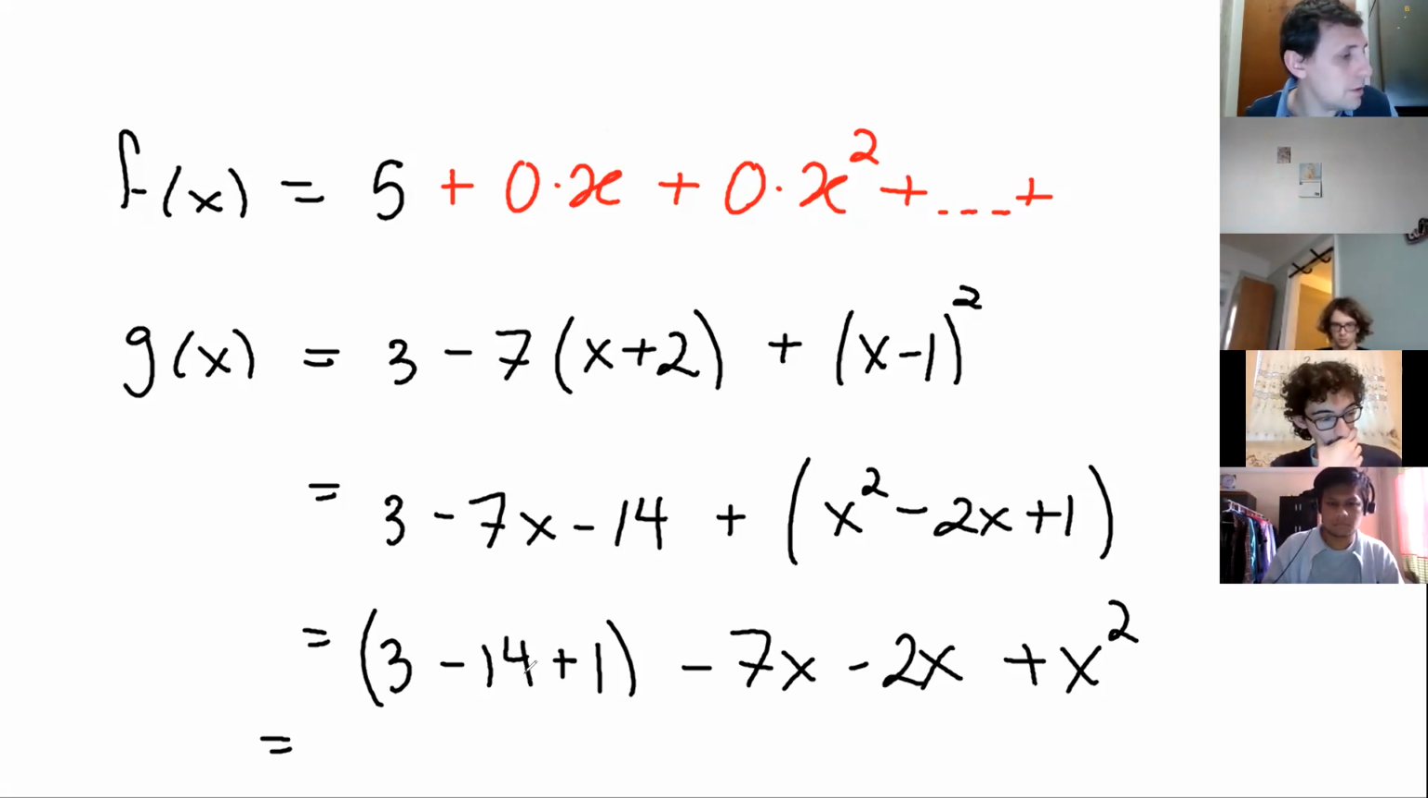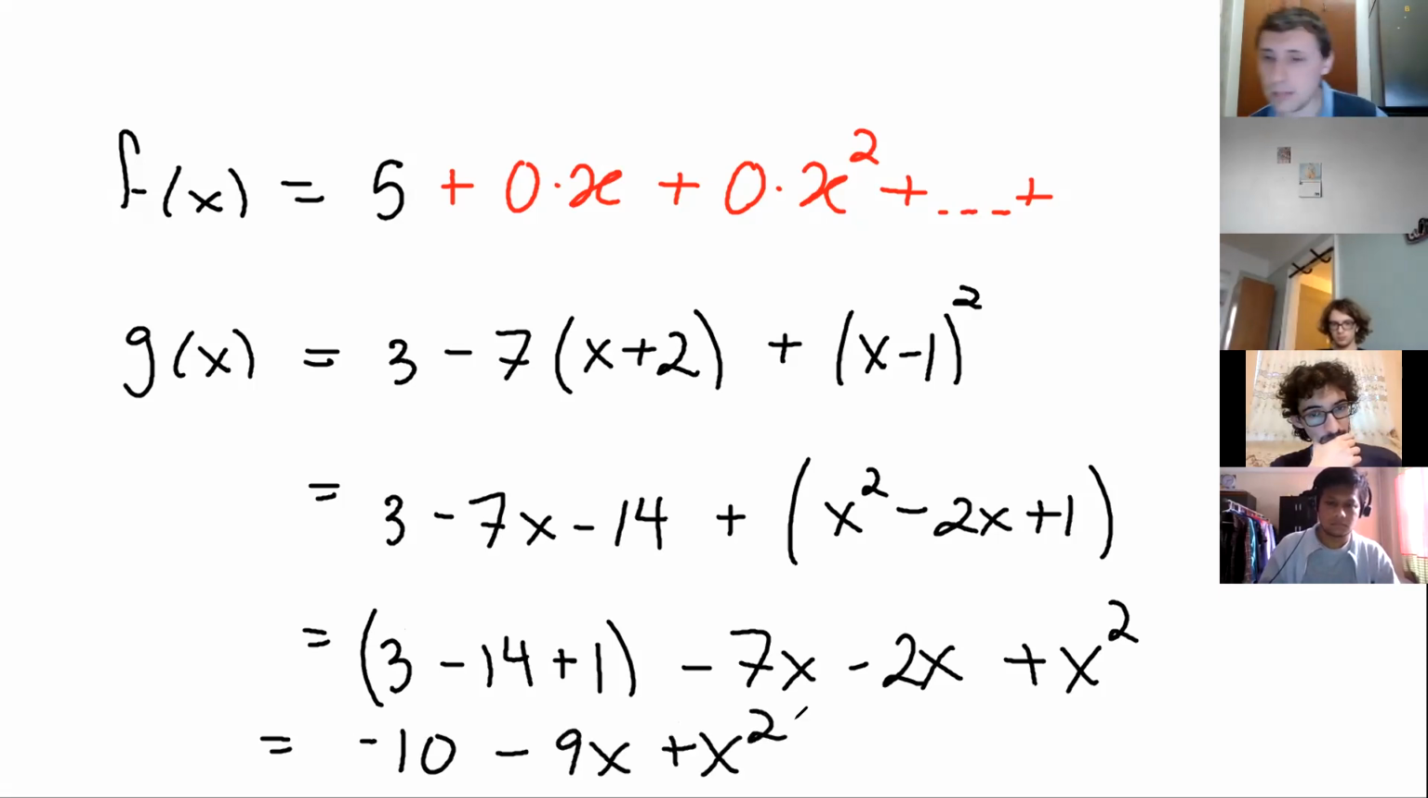Yes, minus 14 here. And what do we get here? So we get here 4 minus 14. So we get here minus 10, right? Minus 10. Minus 7x minus 2x is minus 9x plus x squared. You see what happened here, guys? And it will happen with any possible situation. We can always regroup the operations. See what we're doing? We're grouping the operations by the number of times multiplication by x is used.